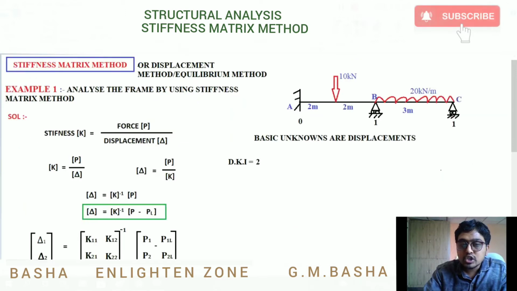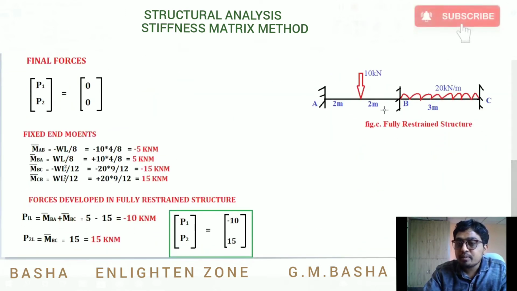So we are at the joint. For this joint, what are the members connecting? P1L refers to the sum of the fixed moments at a joint. The sum of the fixed moments will be equal to M bar BA plus M bar BC, which we already solved. If you take that, you will get minus 10 kilonewton meter. And for P2L, you will get only one member for this joint, that is CB. So take M bar CB, the fixed moment, which will be equal to 15 kilonewton meter.